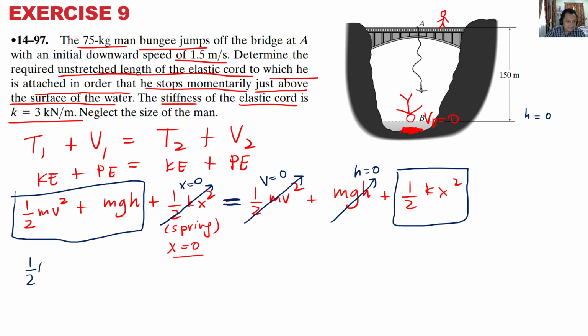Half times 75 times velocity 1.5 squared, plus mgh: 75 kilo times 9.81 times 150 meter. Hopefully it's correct, if not correct he just dies, right?